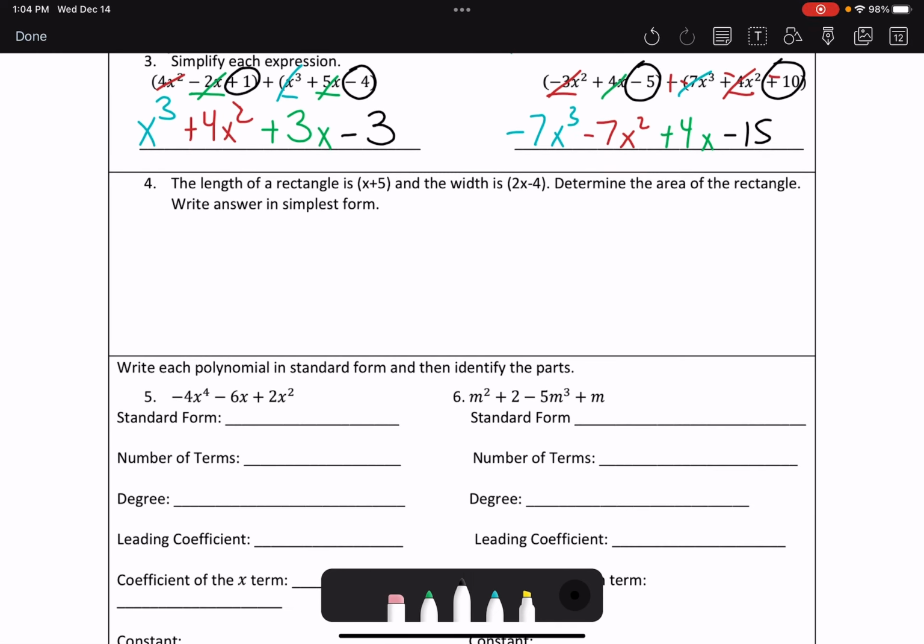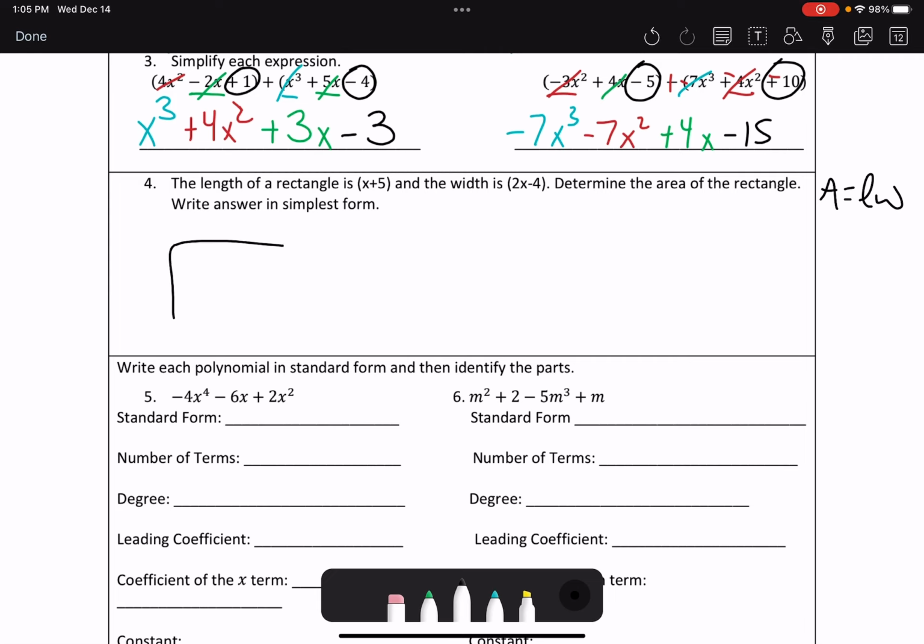We're still going to be doing operations with polynomial expressions, but now we're going to apply it to some real life situations. In this case, I'm asking you to find the area of a rectangle. So it tells me the length of a rectangle is x plus 5 and the width is 2x minus 4. We're going to determine the area of the rectangle. Well, I know that area is equal to length times width. And we want to write this answer in its simplest form.